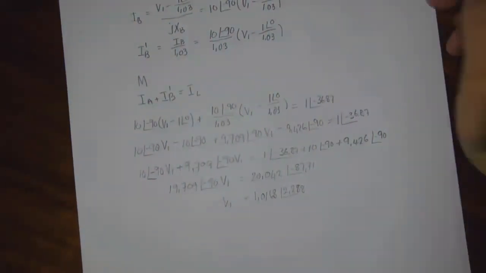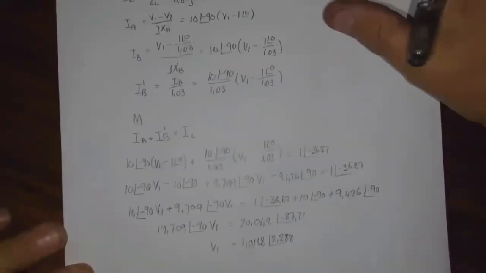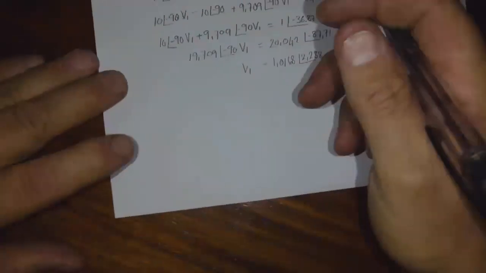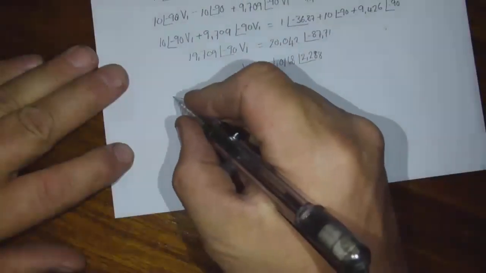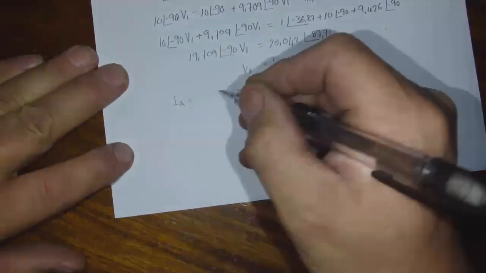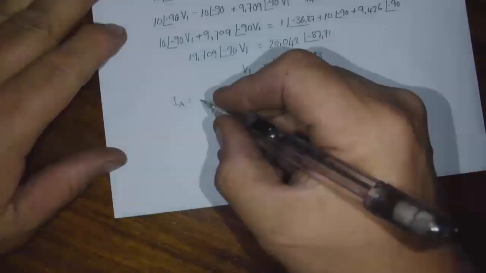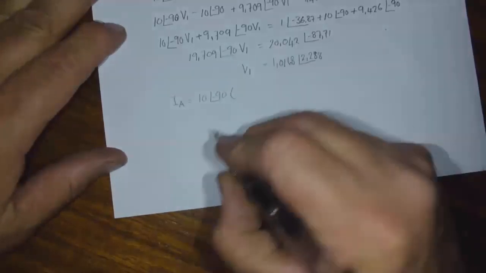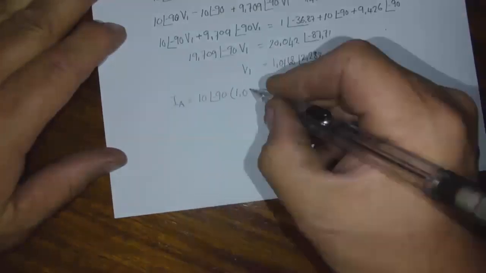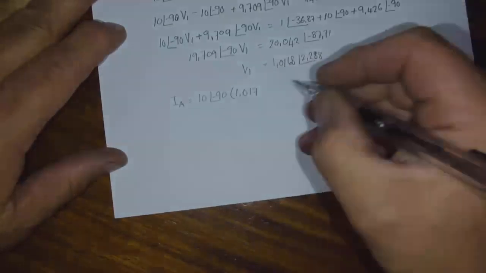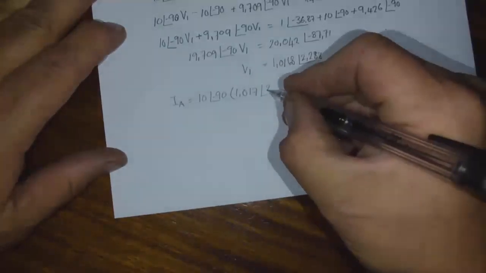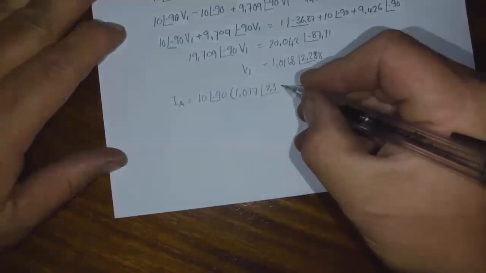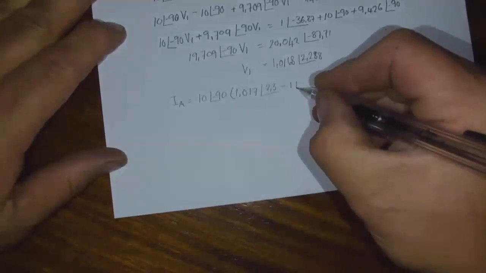Okay, we've got less than a minute. Right, so IA is going to be 10 ∠-90 times (1.017 ∠2.3 minus 1 ∠0).